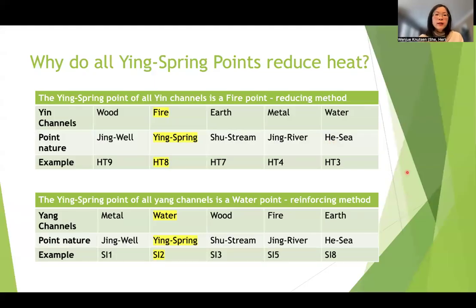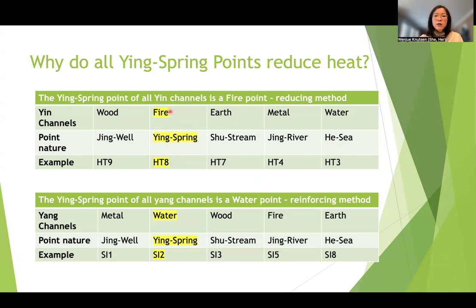So the first table is an example of an Ying Spring point of a Yin channel, the heart channel. The second table is about the Ying Spring point of a Yang channel. So now let's first look at the first table. On the heart channel, which is a Yin channel, the Ying Spring point is heart 8. The nature of heart 8, according to 5-element theory, is fire.